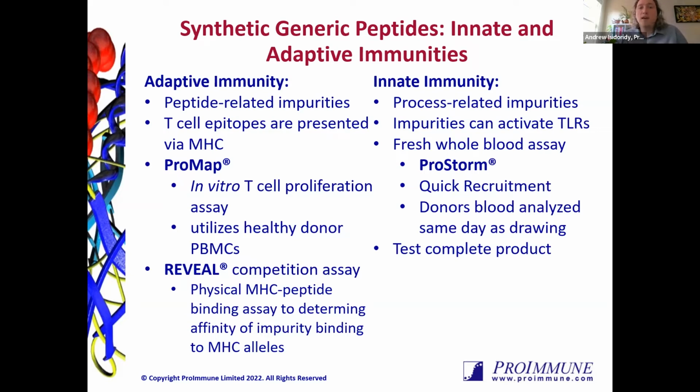On the innate side of things, really what we're looking at is process-related impurities and their ability to directly activate toll-like receptors. To evaluate this, we have a fresh whole blood assay we call ProStorm. It's a little bit different from our ProMap in the sense that we do our donor recruitment ahead of time, and the donors come in for a blood draw the same day that all of the analysis is done. Within 2 to 3 hours of the blood draw, we're incubating with your drug product. In this case, it would be the complete drug product and not components or purified impurities.